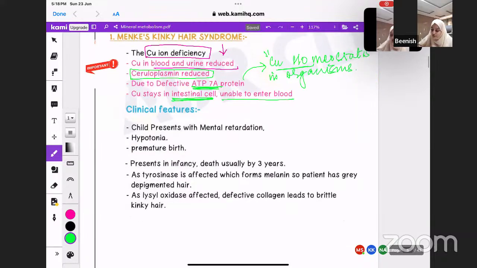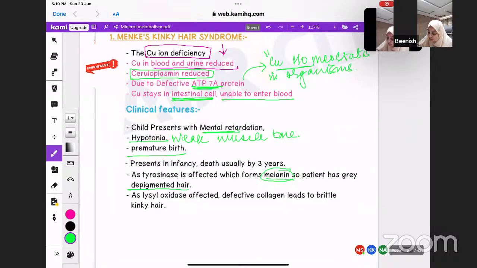Now talking about the clinical features, it includes a child presenting with mental retardation, hypotonia, that is weak muscle tone, and premature birth, presenting in infancy. The patient has gray depigmented hair, because melanin is the pigment which provides color. Okay, it is responsible for pigmentation. As tyrosinase is defective, melanin synthesis will be affected. Therefore, there will be depigmented hair.